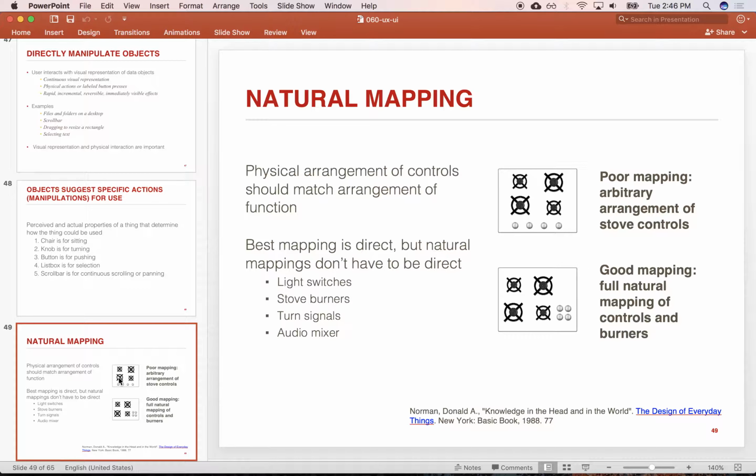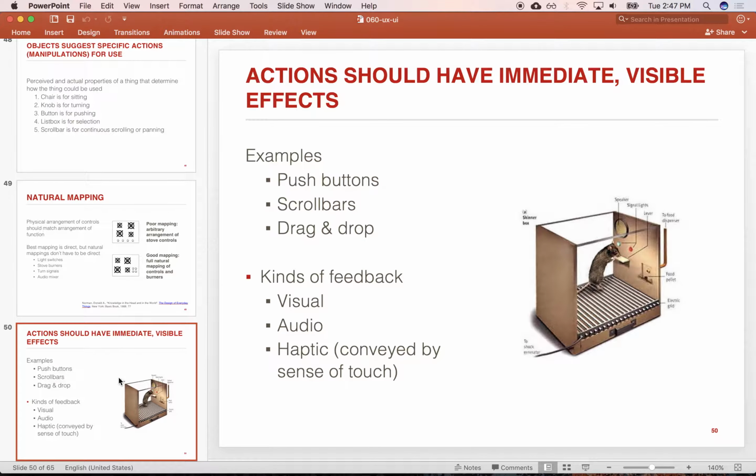Any cognitive computation that you're asking the brain to do will make it so much harder. But if it maps naturally, definitely you should go for it. Today you have these burners that are inductive burners, right?